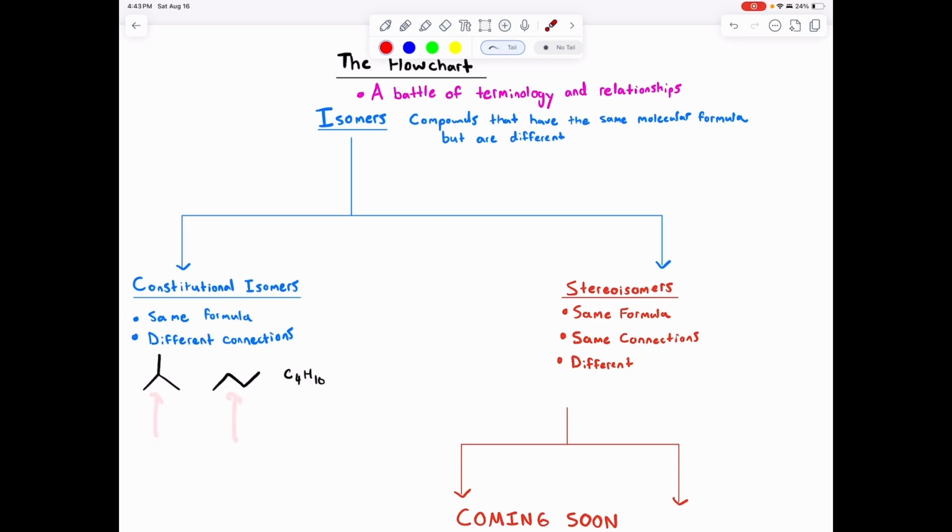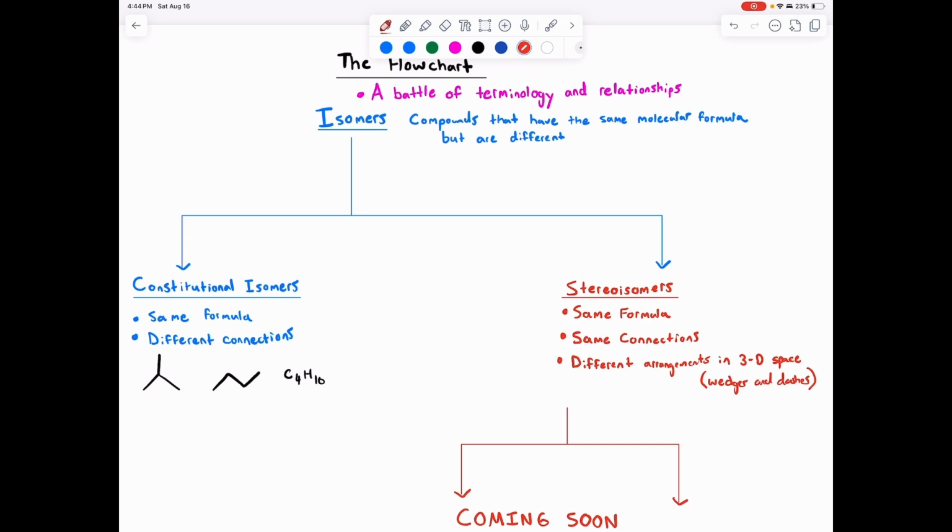Now, next up, stereoisomers. Stereoisomers have the same formula. They have the same connections, but what they have are different arrangements in 3D space. Okay, usually that is expressed through wedges and dashes. Not always, but usually. So I'm just going to put that there.